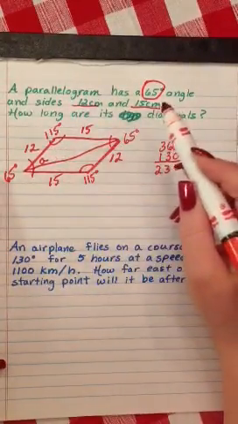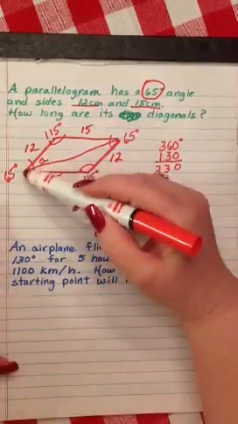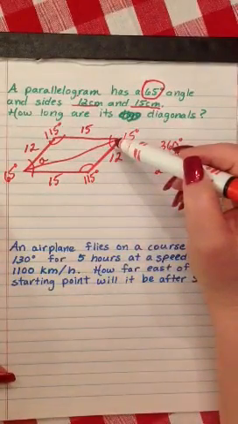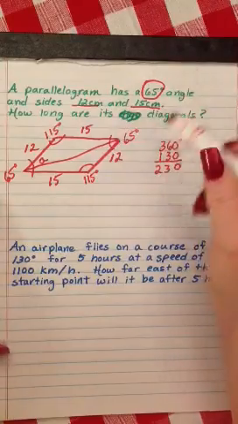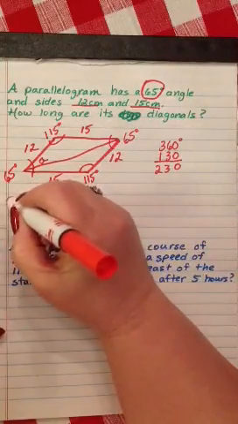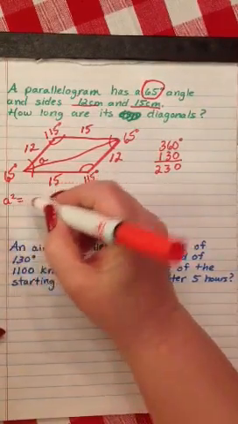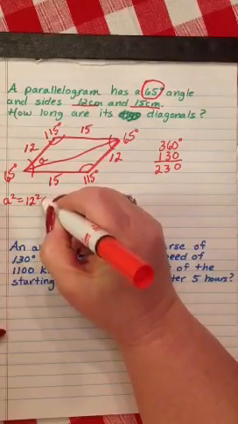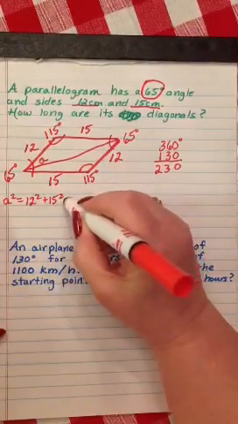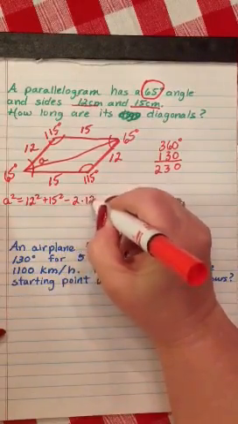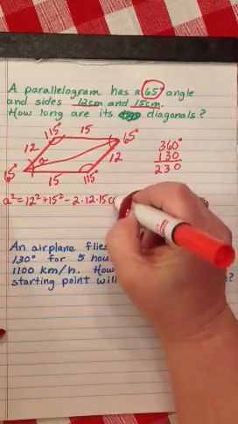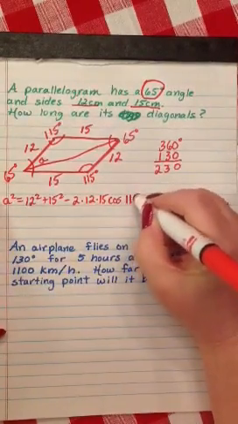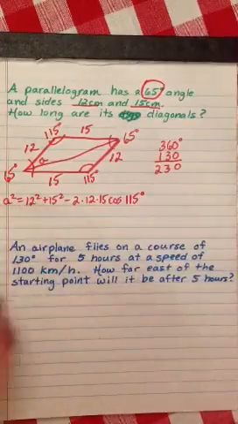Okay, so this is A, and since I know side, angle, side, I could solve it by using law of cosines. So I'm going to say that A squared is equal to 12 squared plus 15 squared minus 2 times 12 times 15 times the cosine of 115 degrees.